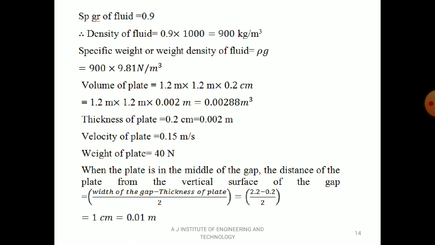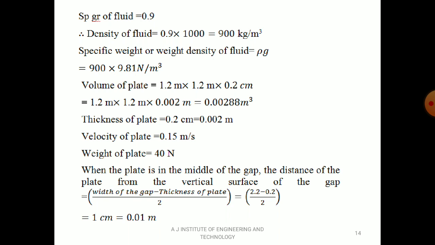Therefore, the specific weight or weight density of the fluid. The formula for that is rho g. I already discussed this in dimensional analysis as well as in the pitot tube. So specific weight equals rho g. The rho value we just obtained is 900, and the g value is 9.81. The unit of specific weight is Newton per meter cube, or you can determine the unit using the formula rho g: kg per meter cube into meter per second square, which is the alternate unit of specific weight. So 900 into 9.81 Newton per meter cube is the specific weight or weight density of the fluid.